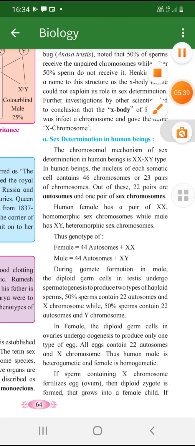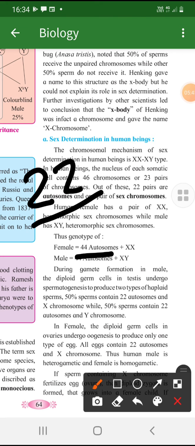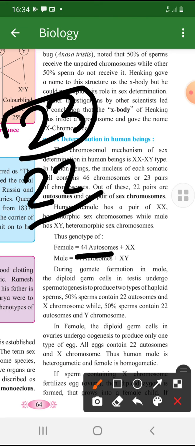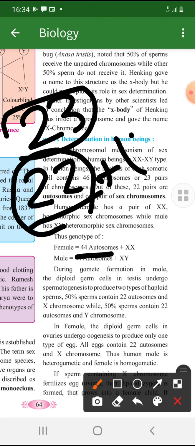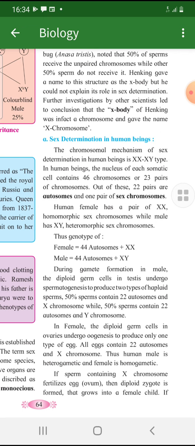Genotype is written like this: 44 for female, and that 44 means 22 pairs. Inside the nucleus of a cell, how many chromosome pairs are there? It is 23 pairs. Of the 23, 22 pairs are autosomes and the rest would be either XX or XY. If it is XX, it's a female, or if it's XY, it's a male. So you can write it like this over here.